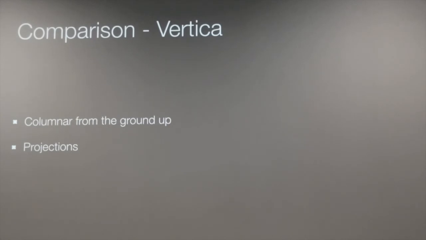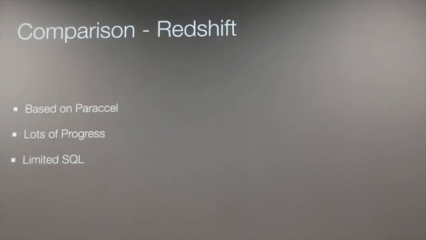Vertica, columnar from the ground up, you don't get access to rows. You can't create a row-oriented table. Sometimes row-oriented tables really are the right solution. If you have updates, you might need a row-oriented architecture. It's just not available in Vertica. And projections, I'm not going to talk about those.